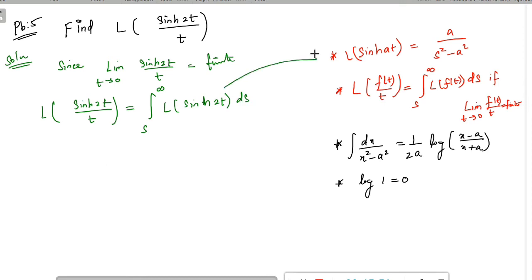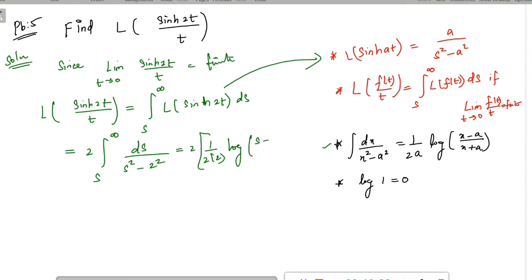The Laplace transform of a hyperbolic function sinh at is a by s square minus a square. By using the first formula, you get 2 into the integral from s to infinity of ds by s square minus 2 square. Now by using the third formula, you get 2 into 1 by 2 into 2 log of (s minus 2) divided by (s plus 2), with the corresponding limits s to infinity.